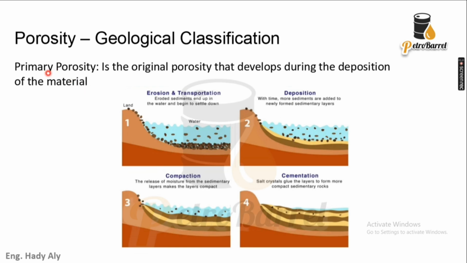So this is the primary porosity based on the geological classification, at which this porosity develops during the deposition of the sediments, or the original porosity due to the formation of sedimentary rocks.